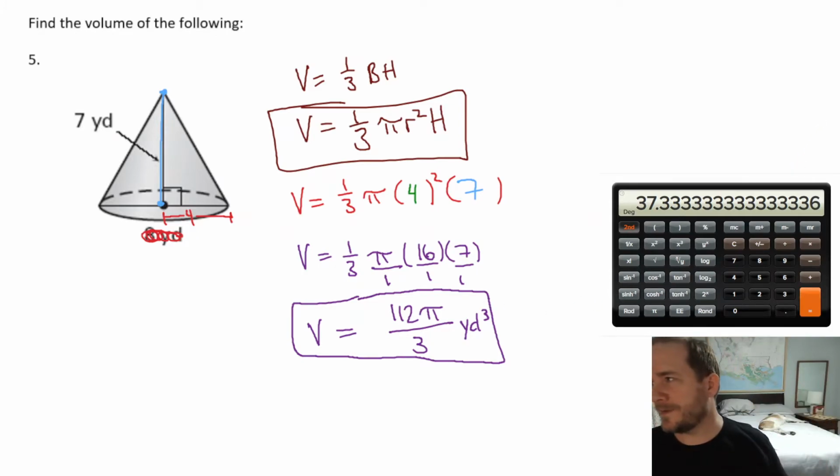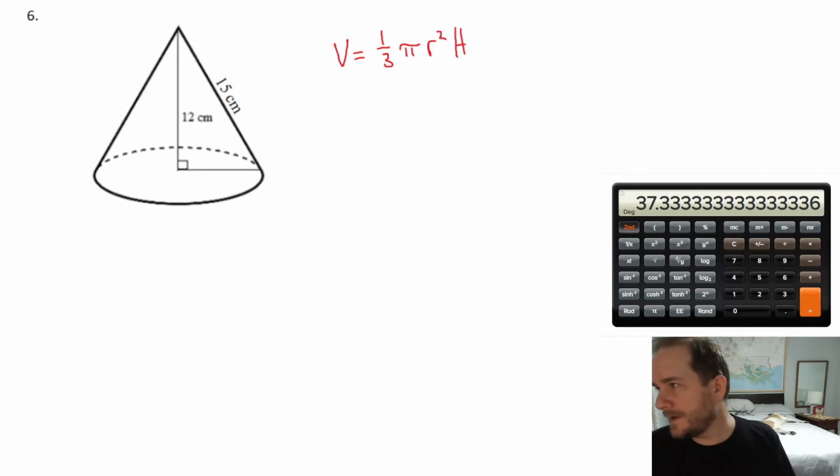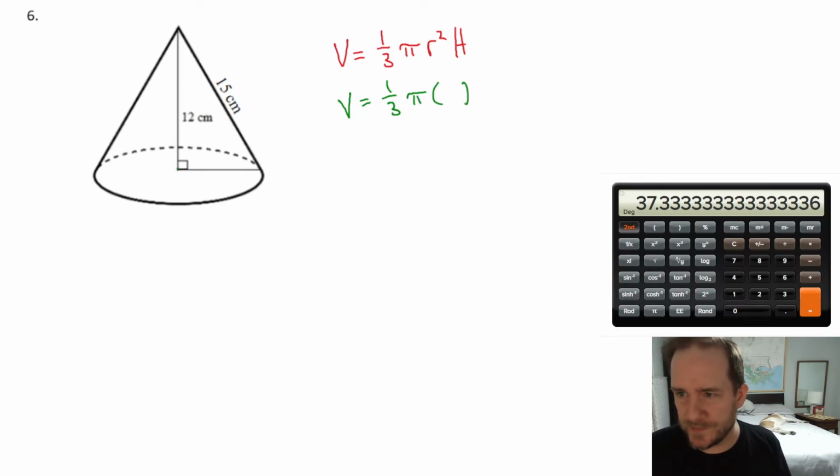Alright, after 5 comes 6. It's another cone. So you write the formula, which is volume equals 1/3 times pi times r squared times height. And everything seems great. You got this 1/3, you got this pi, then you got your radius. Oh no, we don't have our radius. Our radius should be this dimension. So we don't have it.